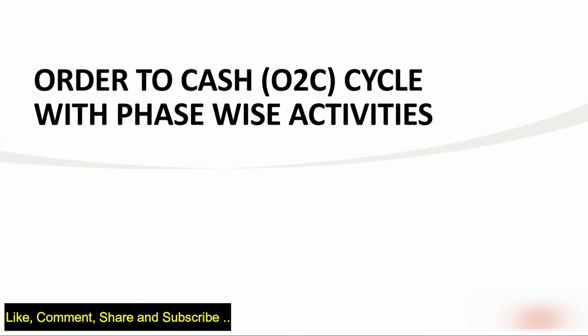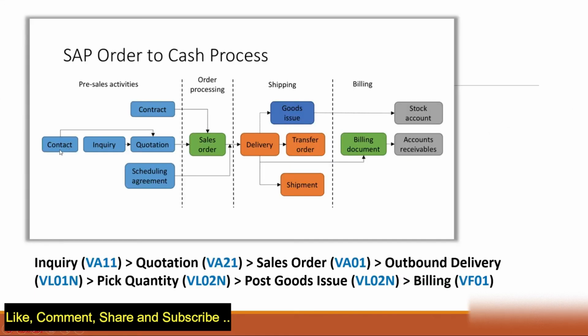Now let's talk about the order to cash cycle with phase-wise activities. Here we see a holistic view of the order to cash process. The first section is the pre-sales activities, wherein the customer can contact us, they can have an inquiry, they may have a contract and a quotation. So these are the pre-sales activities wherein we can get inquiries from a potential customer.